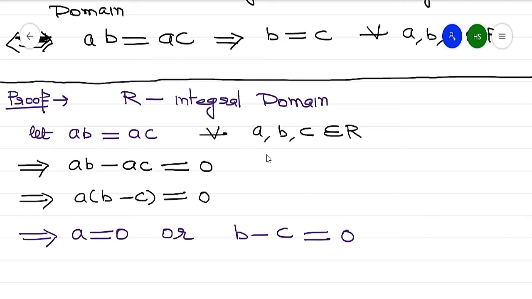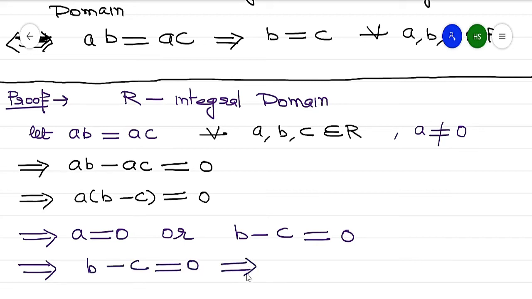Now since A is non-zero, the one condition given here, A is non-zero, it implies B minus C is equal to 0. It implies B equals C. Why? Because A is non-zero. So this is my first part.